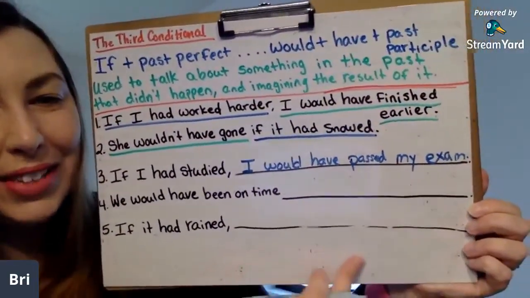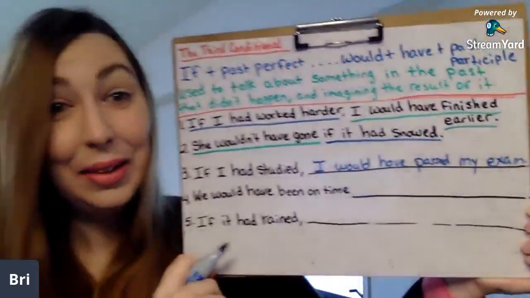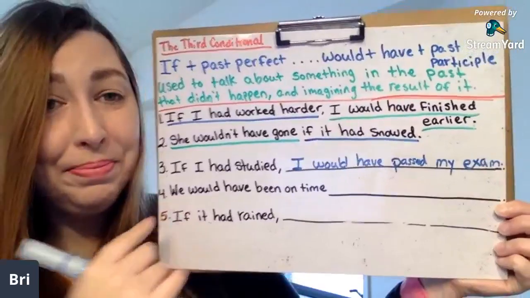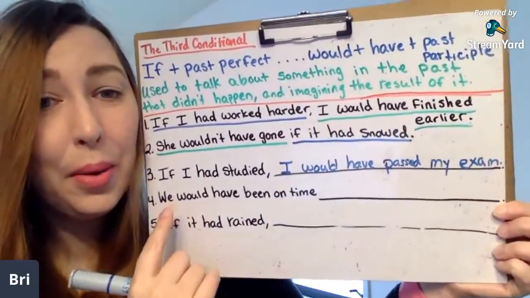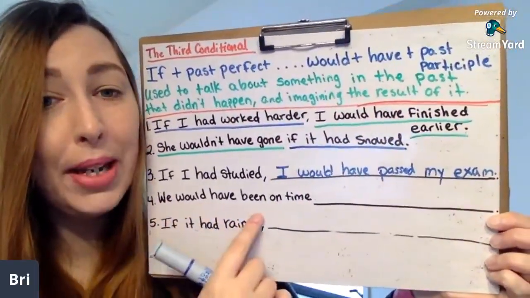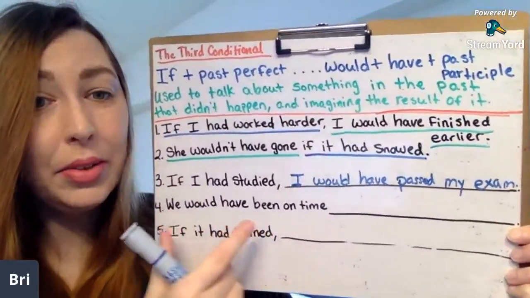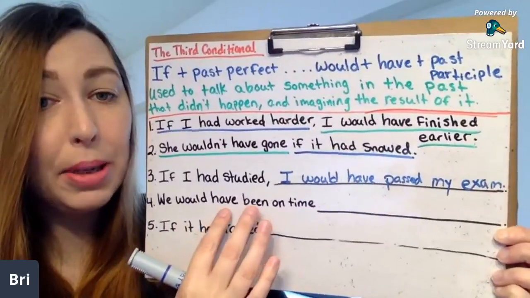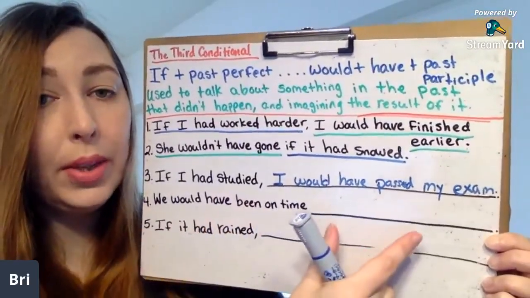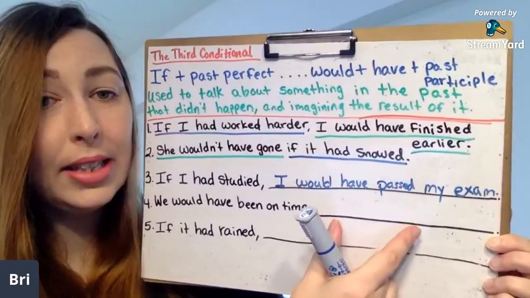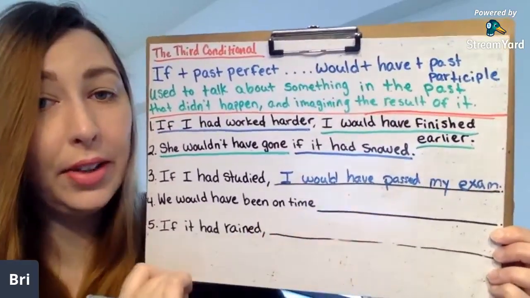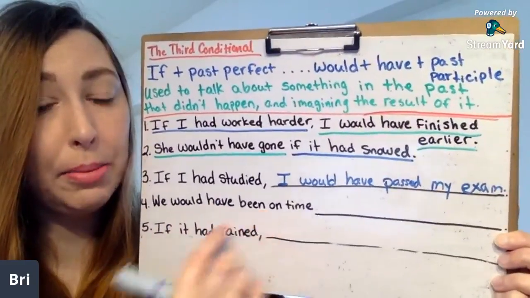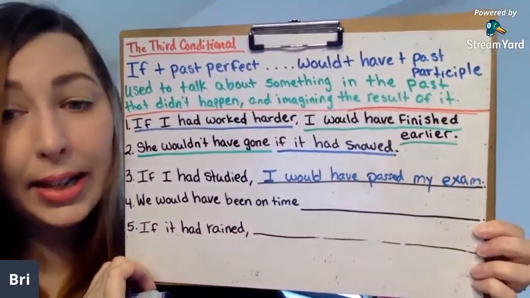Oh no, I've already erased my line down here. What am I doing? Okay. Number four. We would have been on time. So notice here we have would plus the past participle. So over here we need if plus past perfect, okay? Over here we have would have past participle. We would have been on time.